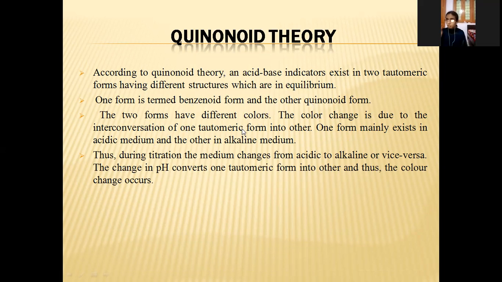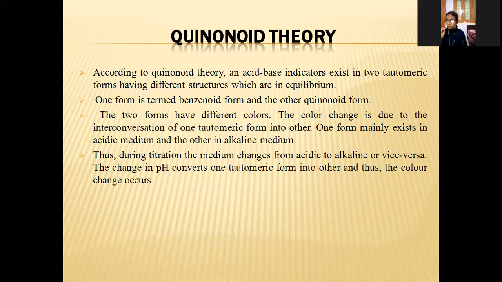These two structural forms have different colors. For example, if we take one structure in the benzenoid form, when it is converted to the quinonoid form, its color will change. So the two forms have different colors. The color change is due to the interconversion of one tautomeric form into another form.